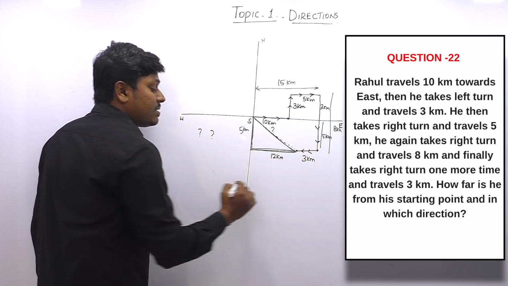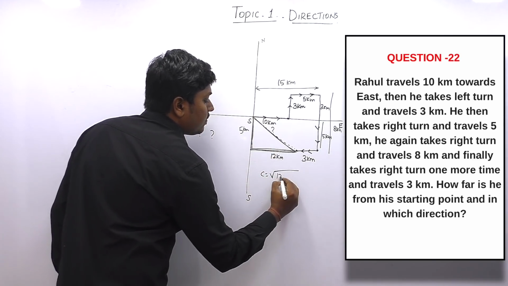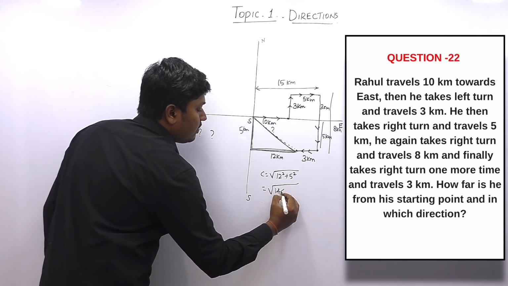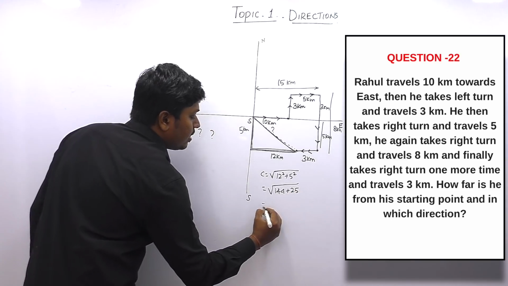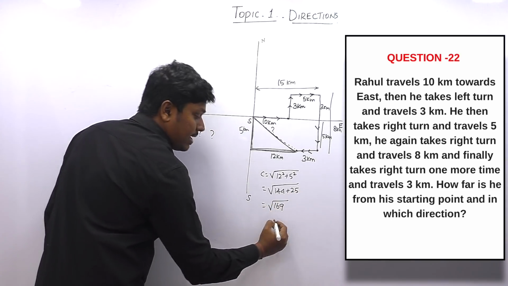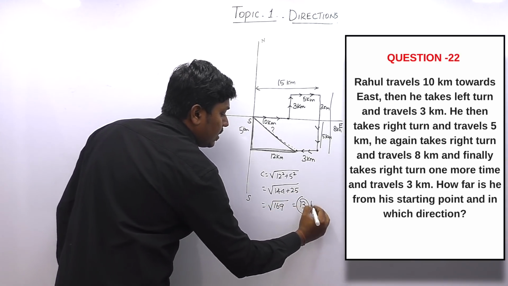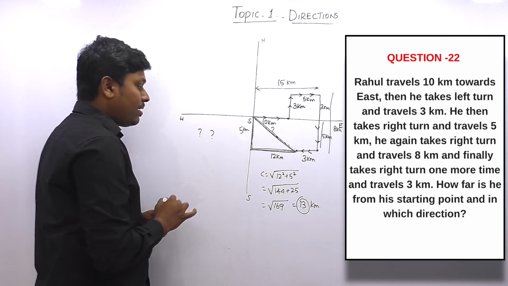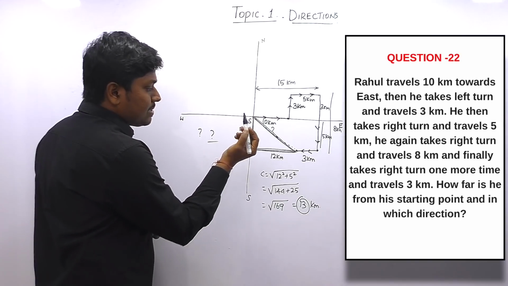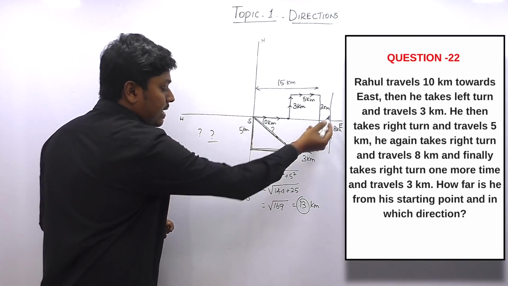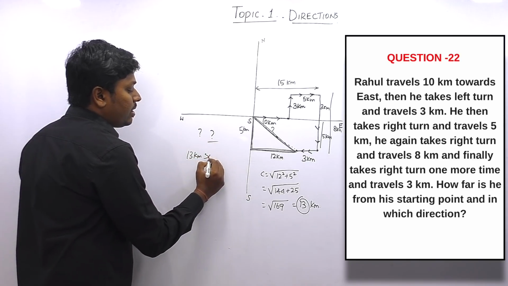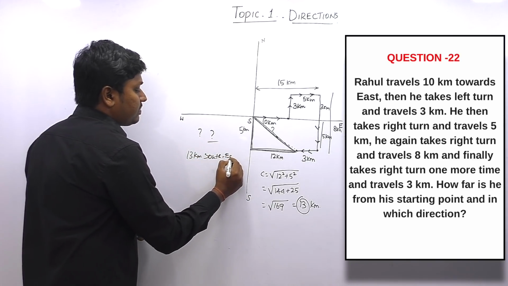So what is the Pythagoras theorem? C is equal to root of a square plus b square. So 12 square will be 144, 5 square will be 25. So this will be root of 169. So 169 will be 13 kilometers. So finally the shortest distance will be 13 kilometers and the direction. So from the starting point, the direction of the ending point will be southeast. So finally the answer for this question is 13 kilometers southeast.